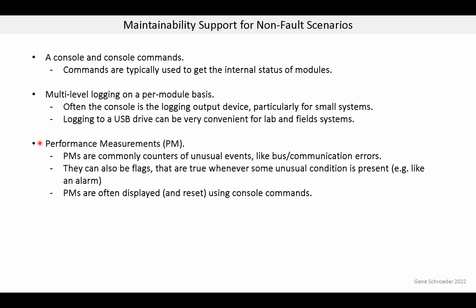So the last thing I wanted to mention is performance measurements, or PMs. And PMs are commonly counters of unusual events like bus or communication errors. They can also be flags that are true when some unusual condition is present, like an alarm. PMs are often displayed and reset using console commands. So PMs are convenient to check on a system that's been running for a long time and just see if it experienced any issues. They can also be used when debugging a communication interface. For example, with a serial interface, you can look at the PMs for that serial interface and see if it's getting framing errors or whatever.